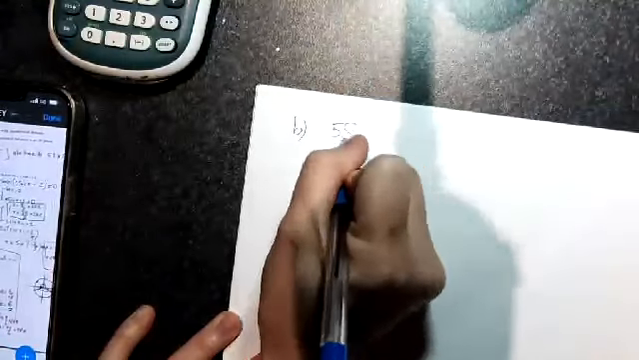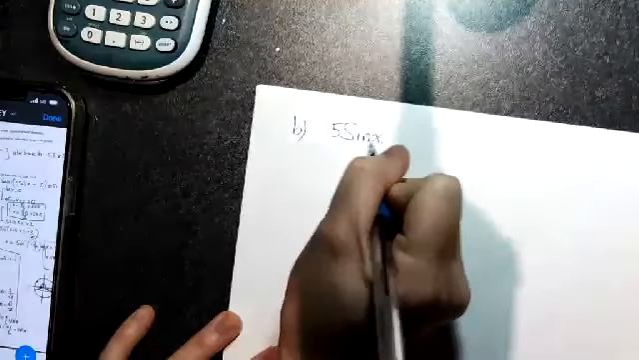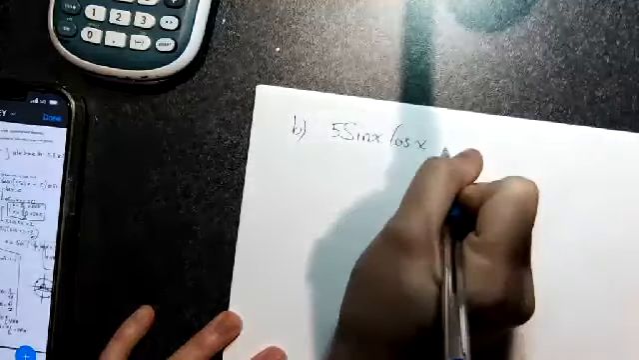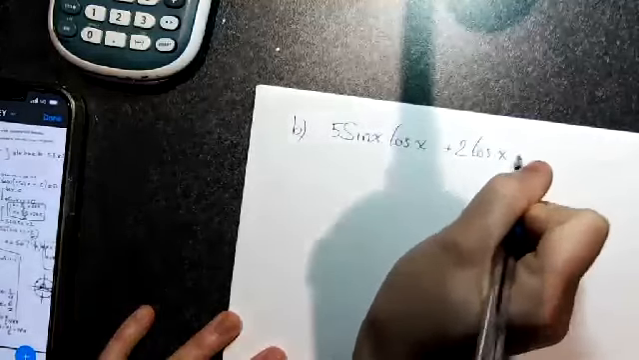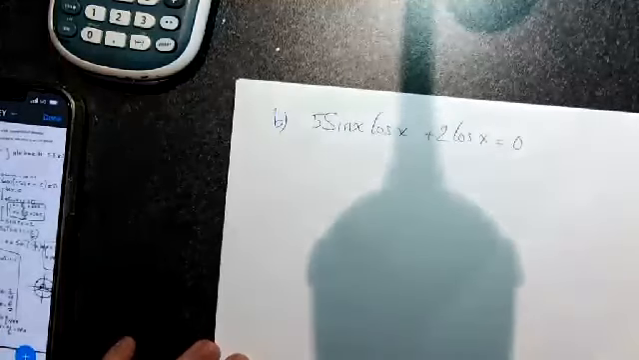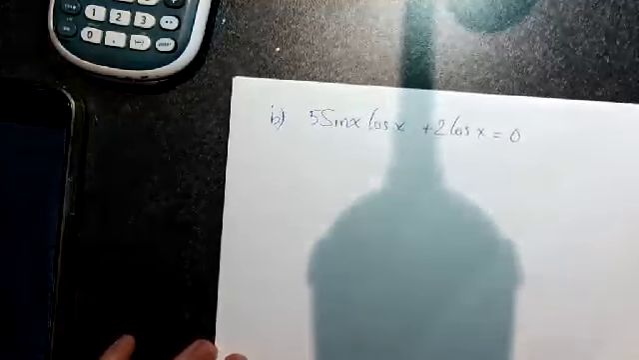I got 5 sine x cosine x plus 2 cosine x equals 0. I need to solve that. Any suggestion? Just intuitively?